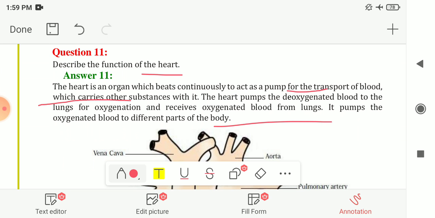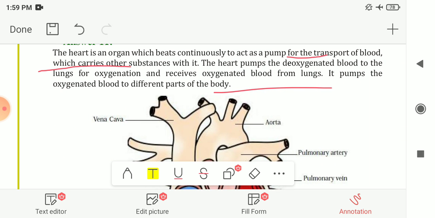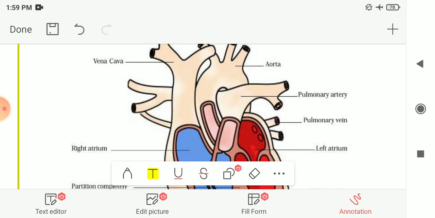So to receive this oxygenated blood from the lungs, it also pumps, and it pumps the oxygenated blood, or blood which is rich in oxygen, to the different parts of the body. So this is the function of the heart.